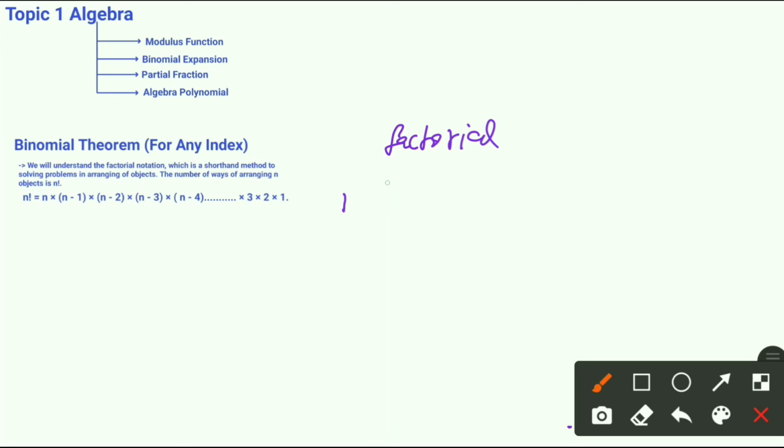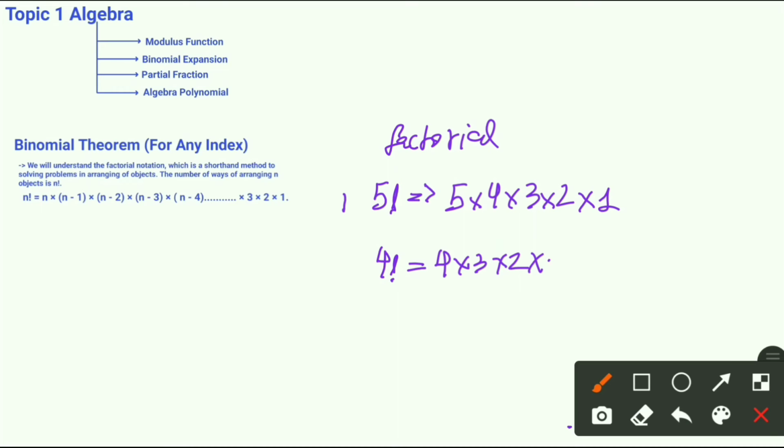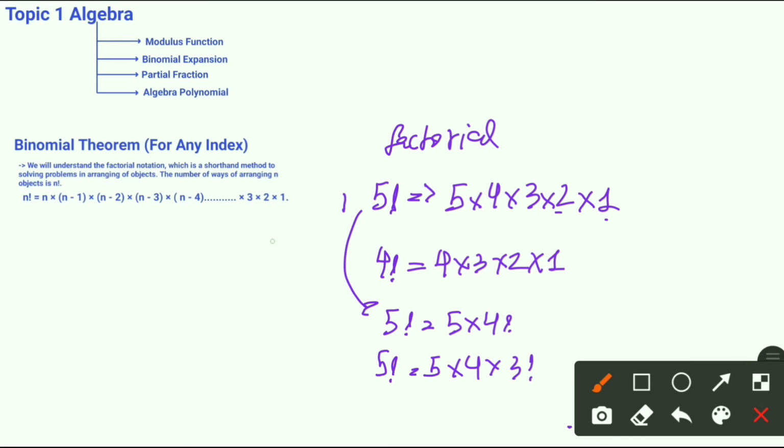So factorial, let's say 5 factorial, what does this mean? It means 5 multiplied by 4 multiplied by 3 multiplied by 2 multiplied by 1. Or if I say 4 factorial, that means 4 multiplied by 3 multiplied by 2 multiplied by 1. And I could write it like this as well, that 5 factorial is equal to 5 multiplied by 4 factorial, or 5 multiplied by 4 multiplied by 3 factorial, and so on.